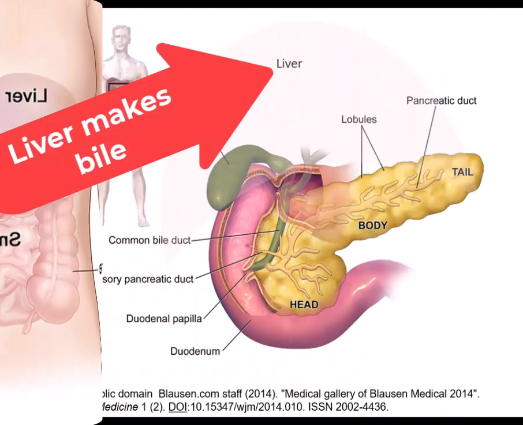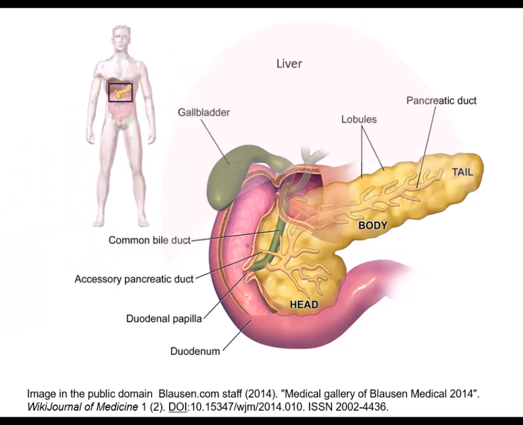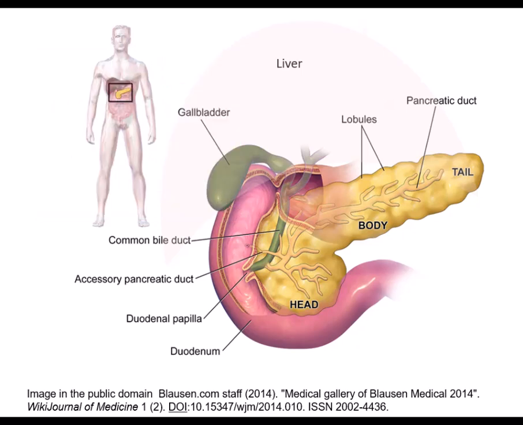The liver makes bile, and the gallbladder stores the bile until chyme enters the small intestine. Then it is excreted through the bile duct and into the small intestine. That bile is needed to emulsify fats. In other words, make big globs of hydrophobic fats into smaller globs of hydrophobic fats so that the enzymes can get to work at the bonds.